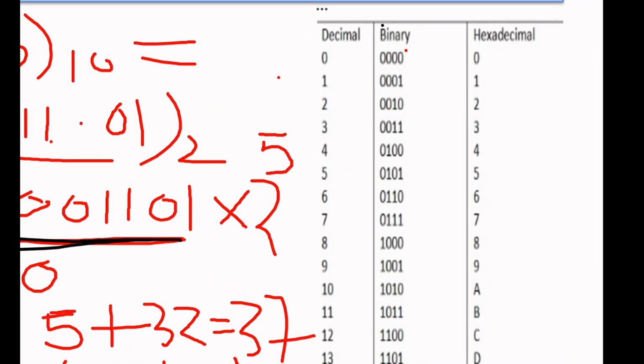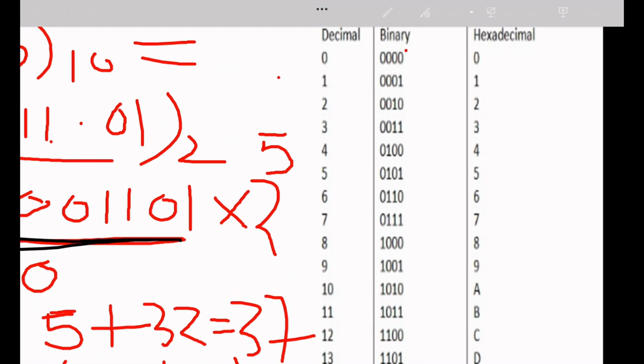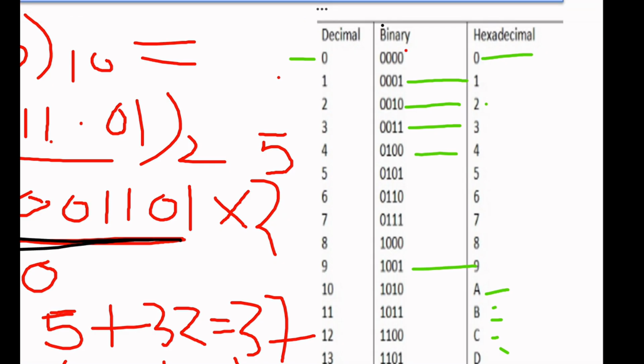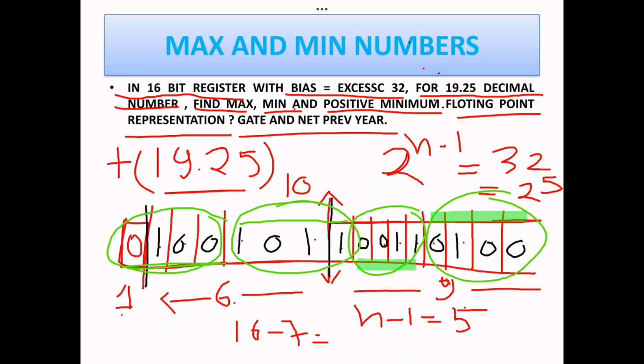If you know the decimal and hexadecimal, your first is representing 0, second is 1, then 2, 3, 4. After 9 you will write A, B, C, D, E, F. So now you will use this method and place the value here.